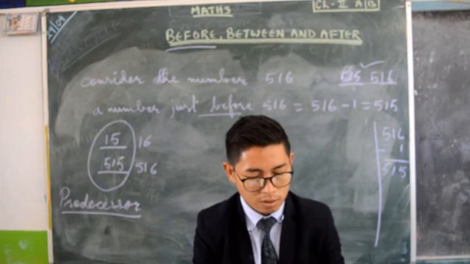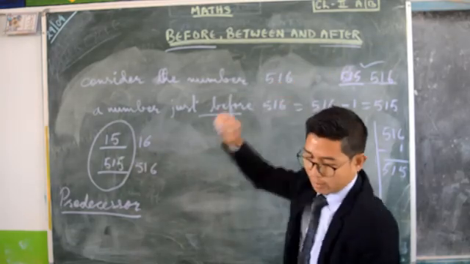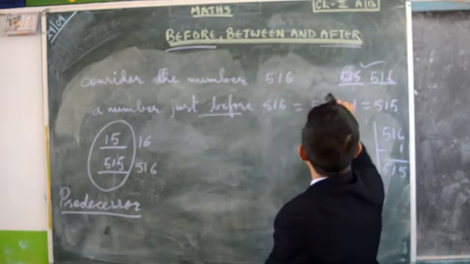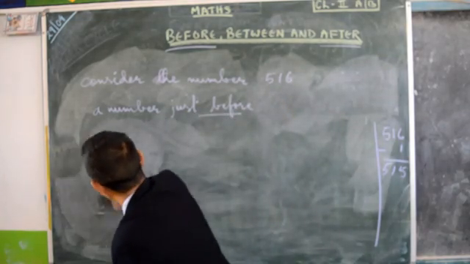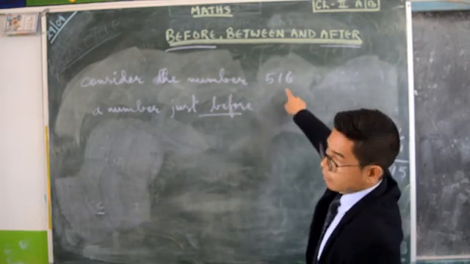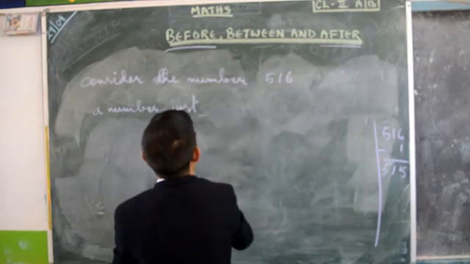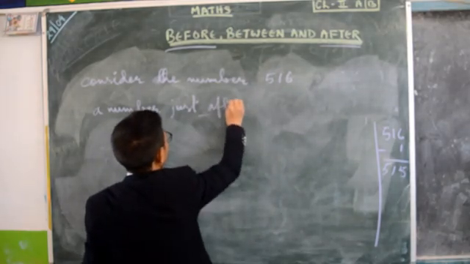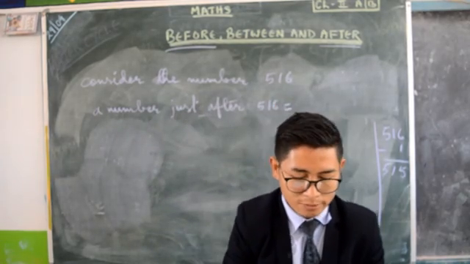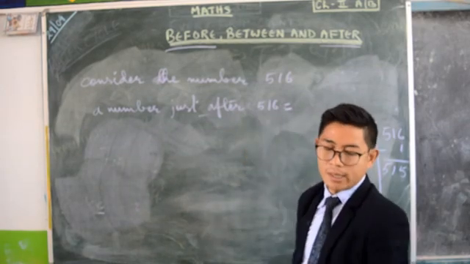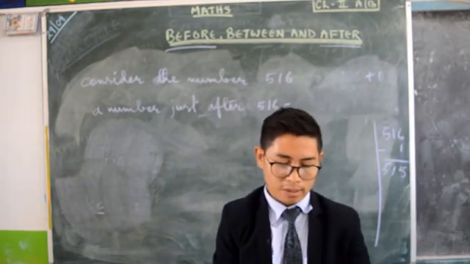That is, let's try to find out after, for the same number. Consider number 516. So the number just after 516 is obtained by adding 1. Adding means plus 1. Okay?